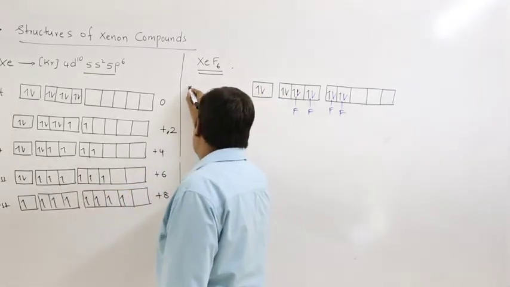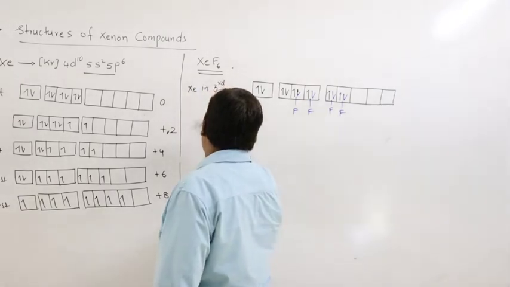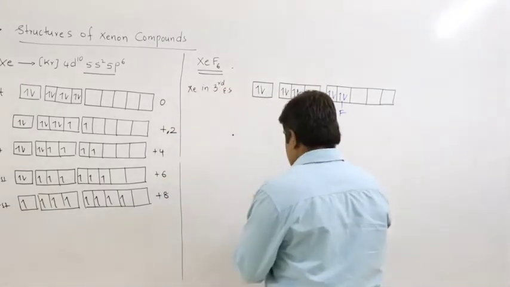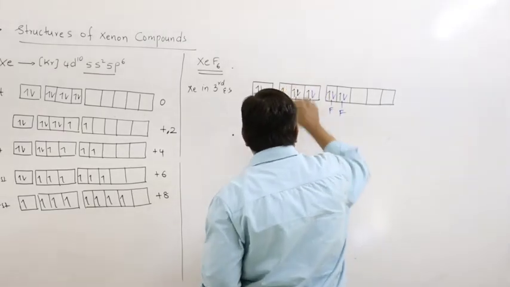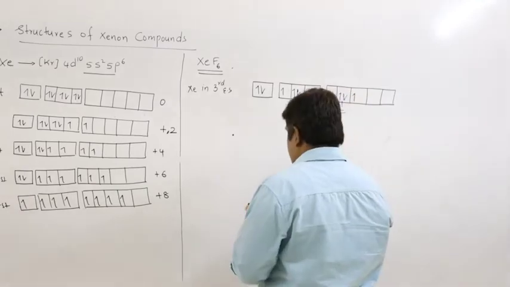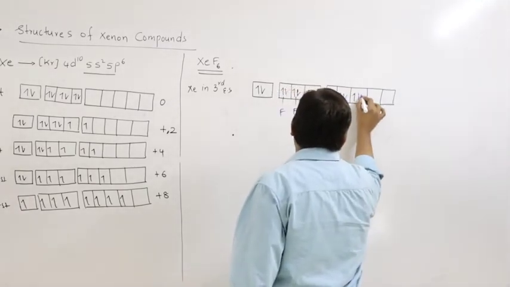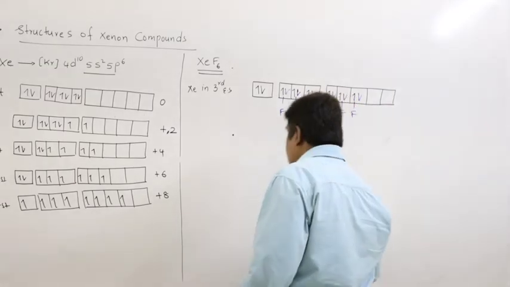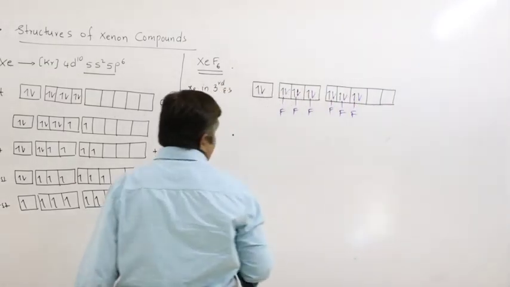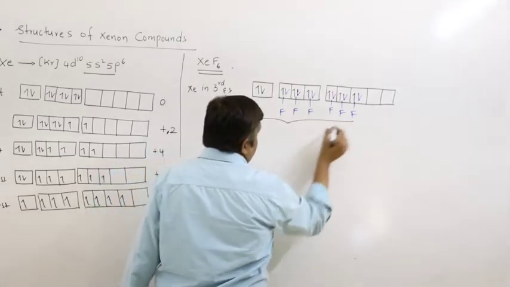So xenon in third excited state. So what happens? This electron will be promoted to a higher energy level, resulting in the formation of two more bonds. So this is the structure of 1, 2, 3, 4, 5, 6. So how many hybridized orbitals?